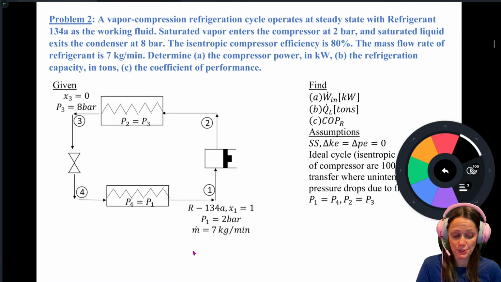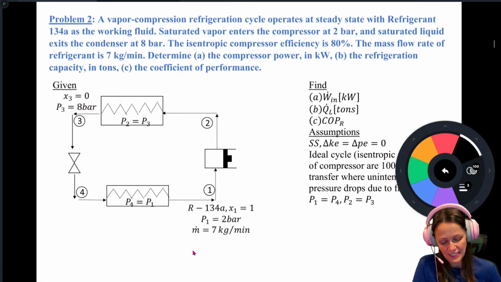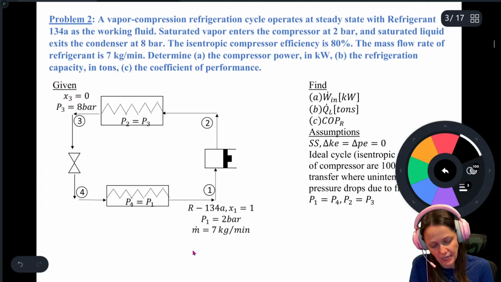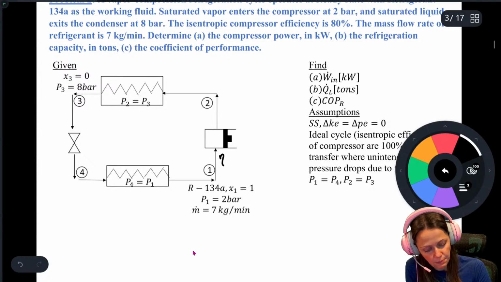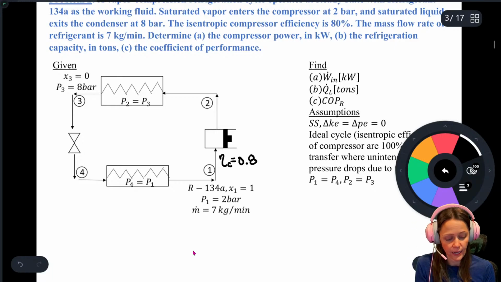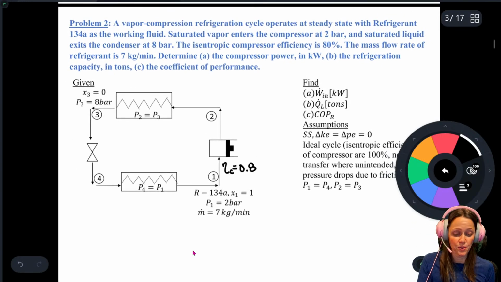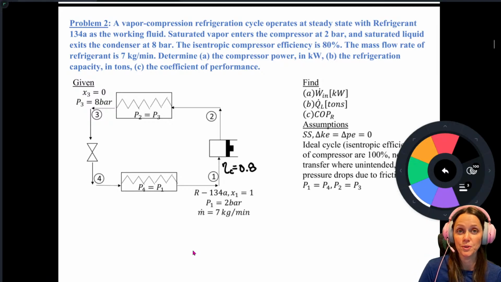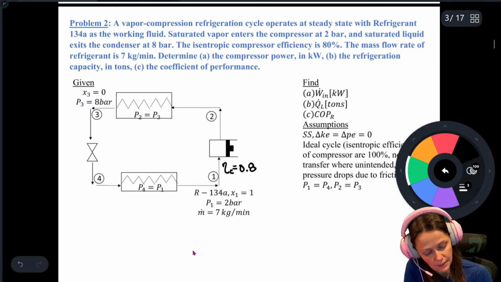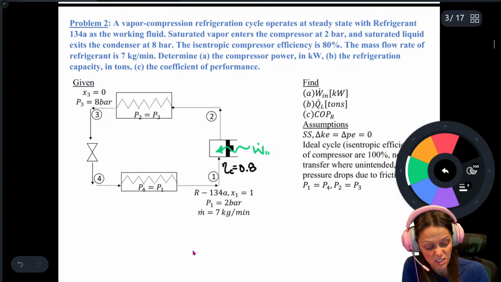Saturated vapor enters the compressor at 2 bar, and saturated liquid, which is at state 3, exits the condenser at 8 bar. All right. Isentropic efficiency of our compressor is 80%, and they point blank give us the mass flow rate. So pretty much everything that we calculate here is the exact same thing. It's easier in one respect because I don't have to calculate the m dot. So I guess the only thing that makes it a little yucky is just the fact that we have an isentropic efficiency that we have to worry about.